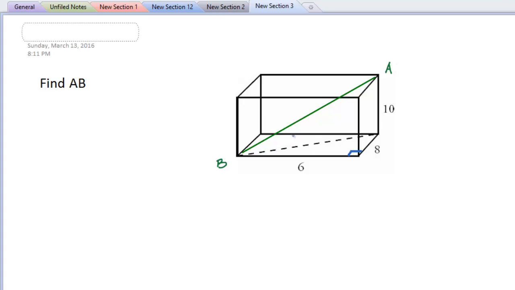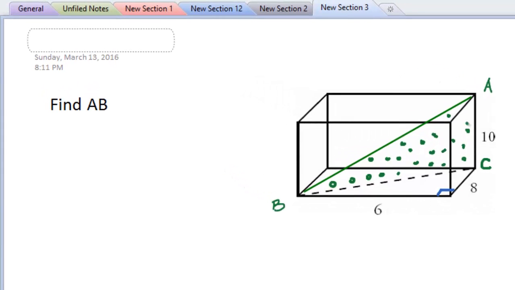Now what about AB? AB is in a rectangle, and in this rectangle, I'm going to try to match the same color. We can say that A, B, and C here form a triangle that I'm going to color with green, and it's a right triangle with this angle 90 degrees.